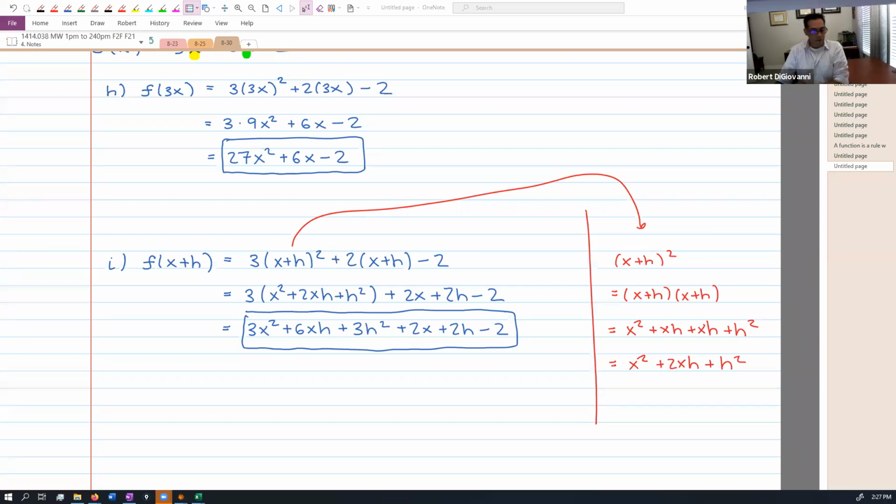Okay, I have put the answers to both of these up here. The first one, I think the only tricky part here is when you square the 3x, make sure you square both the 3 and the x.